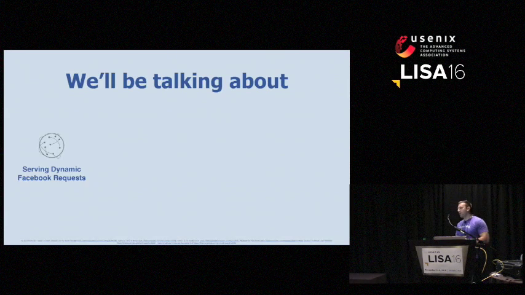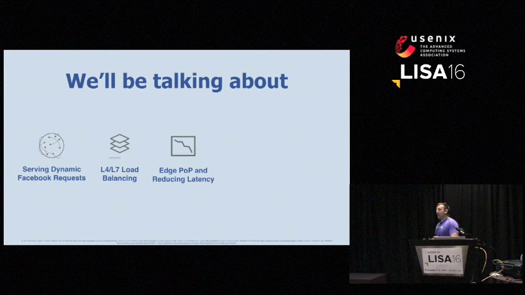Just to quickly go over the agenda for today, we'll talk about the different types of requests that make up Facebook, and specifically we'll talk about dynamic requests. Then we'll dive into the protocol level and talk about how we do load balancing at layer 4, layer 7, and layer 3 in the OSI model. Next, we'll talk about how we deploy servers around the world in internet exchanges and co-location facilities to reduce latency, and how just by having servers in the region of the people who are using Facebook, it dramatically increases the performance.